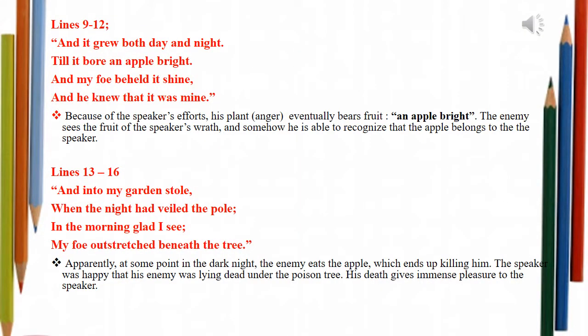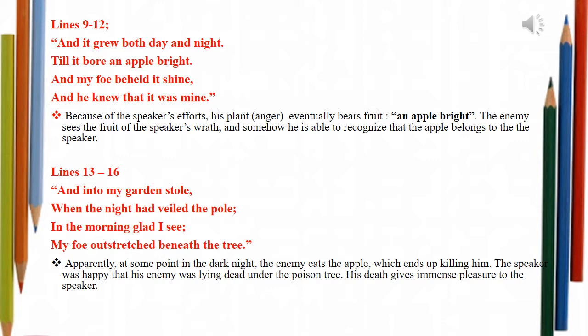Lines 9 to 12. And it grew both day and night, till it bore an apple bright. And my foe beheld it shine, and he knew that it was mine. Because of the speaker's efforts, his plant, here plant means his anger, eventually bears fruit. What is the fruit? An apple bright. The enemy sees the fruit of the speaker's wrath, and somehow he is able to recognize that the apple belongs to the speaker.